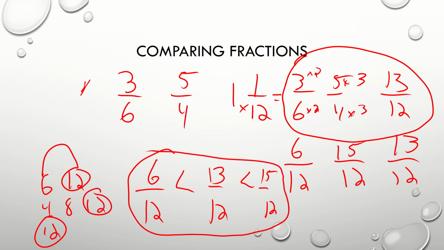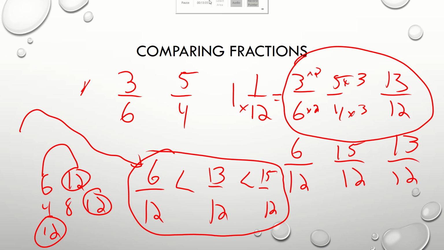This would also be an example of a question where you might have to say least to greatest. We have 6 over 12 is the least, the greatest is 15 over 12. You could also say greatest to least, and it'd be 15 over 12, 13 over 12, and then 6 over 12. So you can compare fractions basically by finding the common denominator between all 3 of the numbers. You've got to keep that in mind.